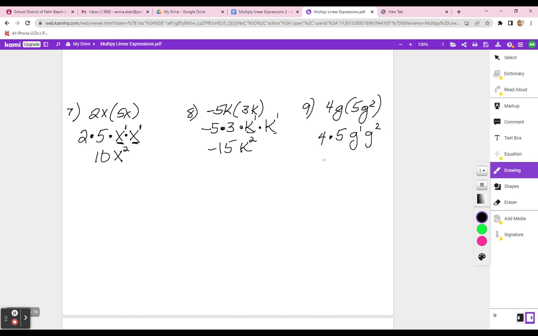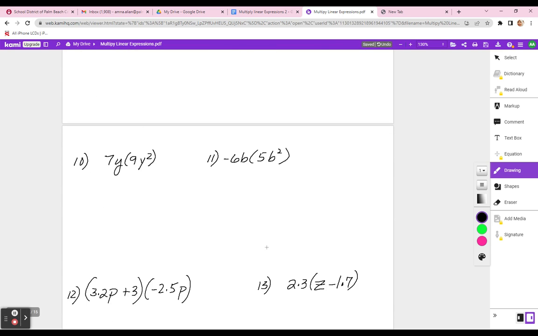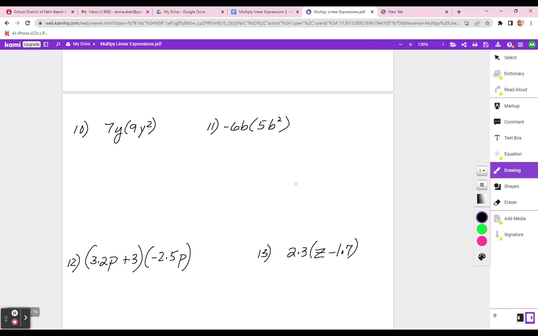So that's 4 times 5, that's 20. Keep the same base g and add the exponents. 1 plus 2 is 3. Okay, why don't you go ahead, pause the video, and come back and check and see how you did with 10 and 11. All right, I'm going to continue.